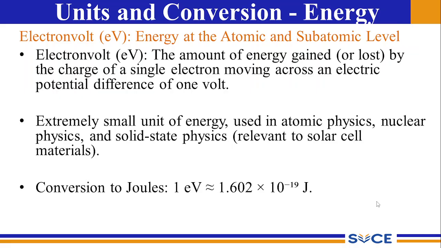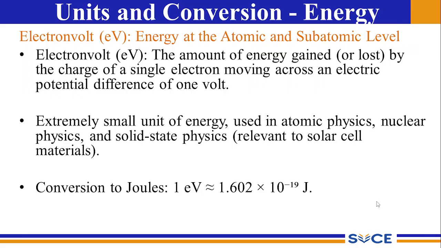So the conversion is 1 electron volt is equal to 1.602 times 10^-19 joule. It is the basic unit which is used in all your electrical calculations and physical calculations, especially nuclear and solar cell materials. Okay, so till now we have seen many units: joule, calorie, BTU, and now electron volt.